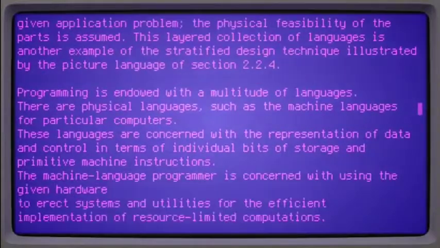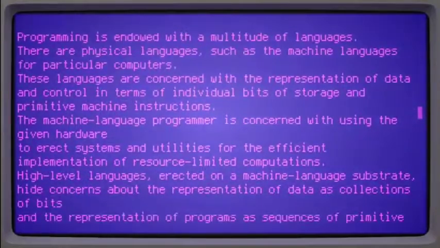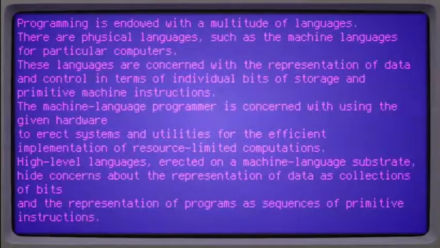This layered collection of languages is another example of the stratified design technique, illustrated by the picture language of section 2.2.4. Programming is endowed with a multitude of languages. There are physical languages, such as the machine languages for particular computers. These languages are concerned with the representation of data and control in terms of individual bits of storage and primitive machine instructions. The machine language programmer is concerned with using the given hardware to erect systems and utilities for the efficient implementation of resource-limited computations.